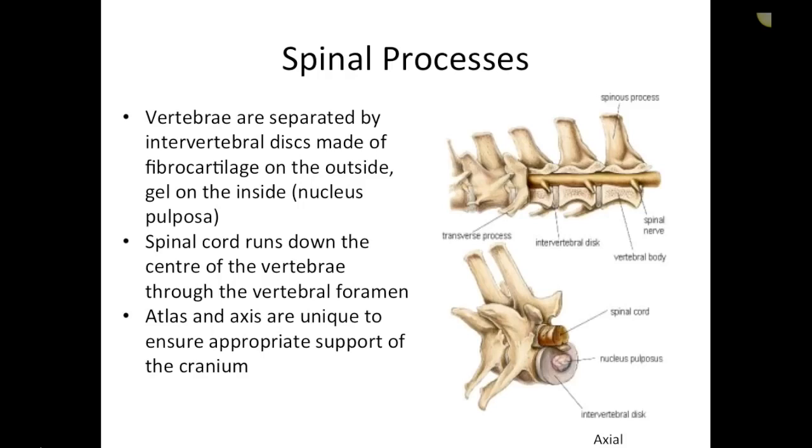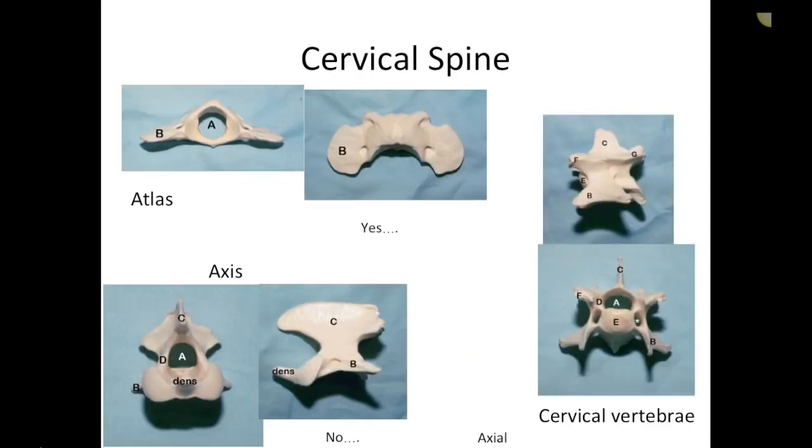So the vertebrae are separated by intervertebral discs made of fibrocartilage on the outside and gel on the inside. The spinal cord runs down the center of the vertebrae through the vertebral foramen, and the atlas and axis are unique to ensure appropriate support for the cranium. And we'll get into those 2 right now.